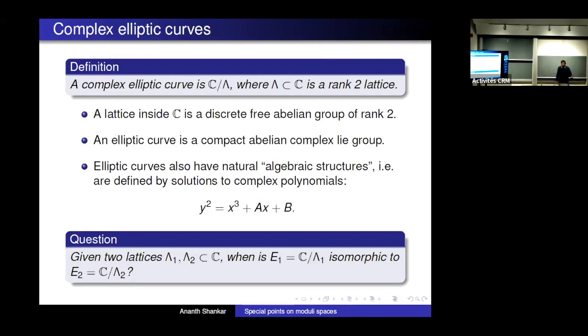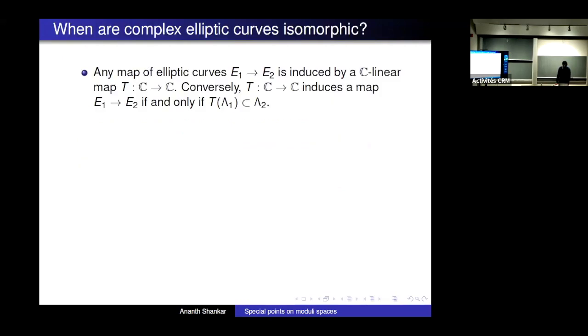If your goal is to parameterize such objects, then parameterizing complex elliptic curves is the same as asking: if you're given two different lattices, when will the two quotients be isomorphic? Any map of elliptic curves is going to be induced by a complex linear map from C to C. Conversely, a complex linear map from C to C induces a map of elliptic curves precisely when it sends the first lattice to the second lattice. And the map is an isomorphism if and only if T of lambda 1 is equal to lambda 2, not just contained in lambda 2.